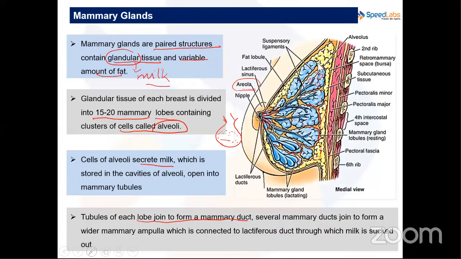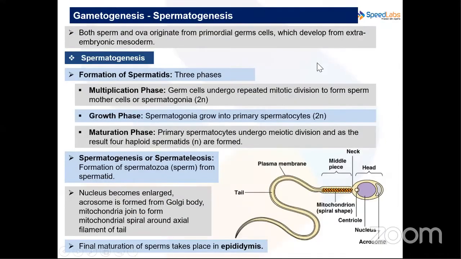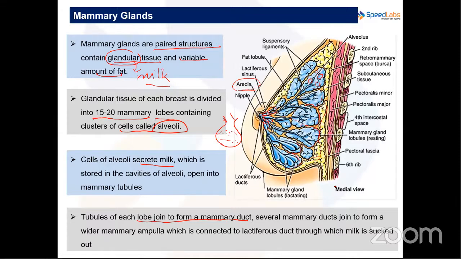Now, coming to this side, look at the location of the mammary gland. The mammary gland is present in the pectoral region. So you have ribs over here. These are the ribs, and you have a muscle called the pectoralis major. And on the pectoralis major rest the breasts or the mammary glands. All right. So this is the location.